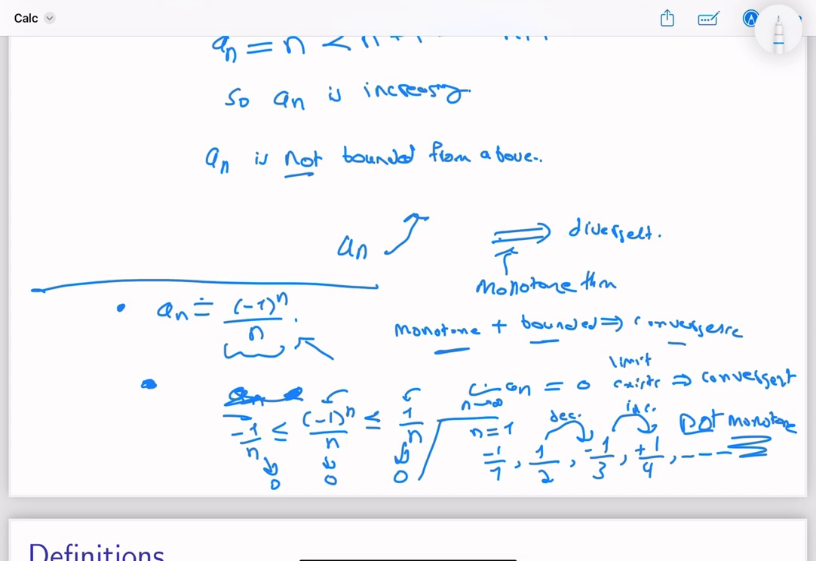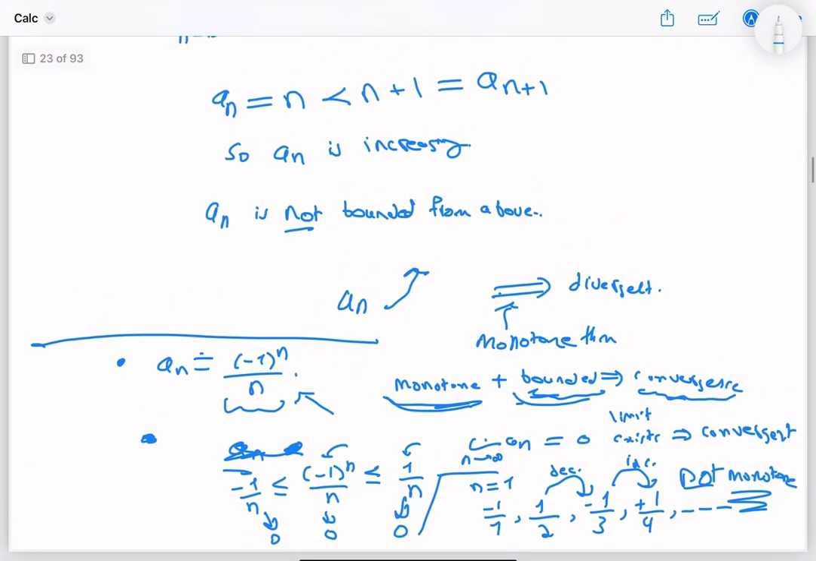You can also check that this sequence is bounded, for example. But what I'm trying to say is that convergence doesn't imply that these two will happen, right? So here we have a convergent sequence, but it's not monotone, okay? So in the next video, we will see how powerful the monotone sequence theorem is by looking at more complicated examples.